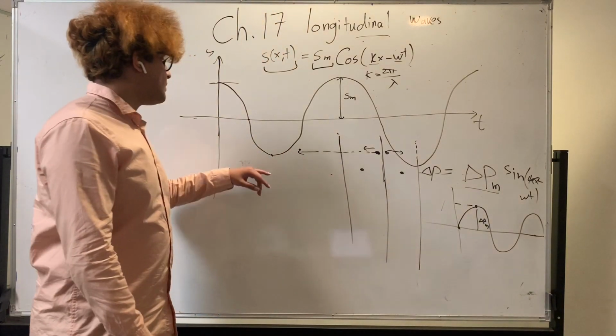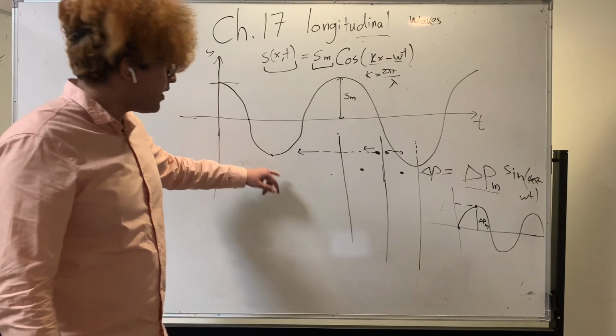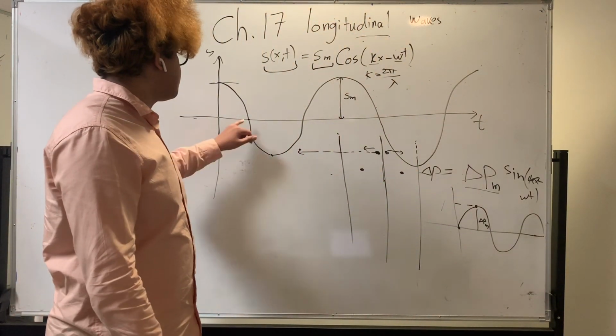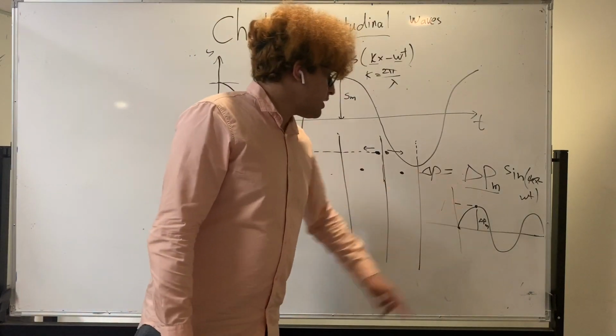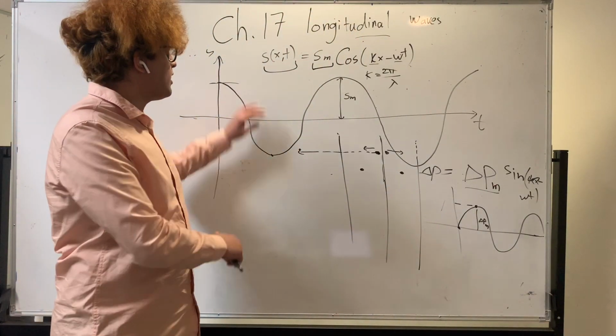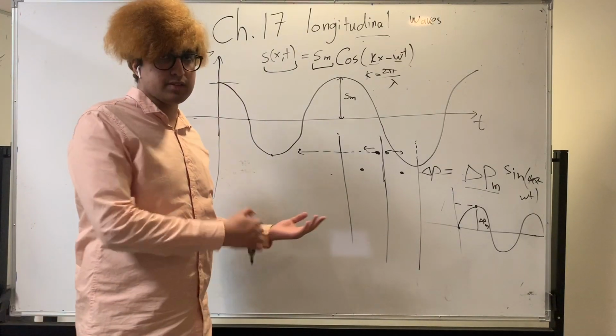And you have to understand that at maximum displacement, we have zero pressure. And at minimum displacement, we have maximum pressure. And you need to understand as well that these two values, the displacement and pressure, are inversely related.